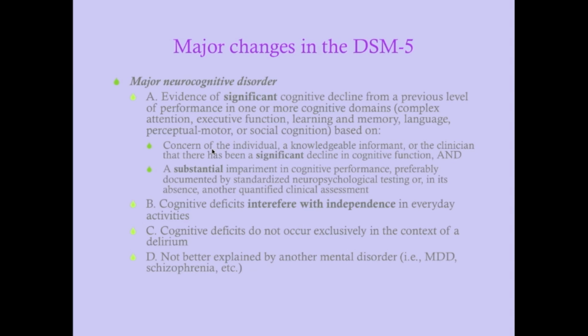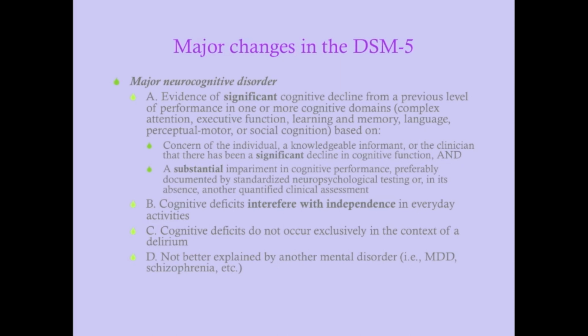And this is based on concern of the individual, concern of a family member, typically a knowledgeable informant, or your own concern, particularly if you've had prolonged interaction with this patient and you've noticed a significant decline in cognitive function. There also needs to be a substantial impairment in cognitive performance, and we prefer to have this documented by some kind of standardized neuropsychological testing. A good way to get an objective idea of a patient, especially with dementia, is the mini mental status examination.